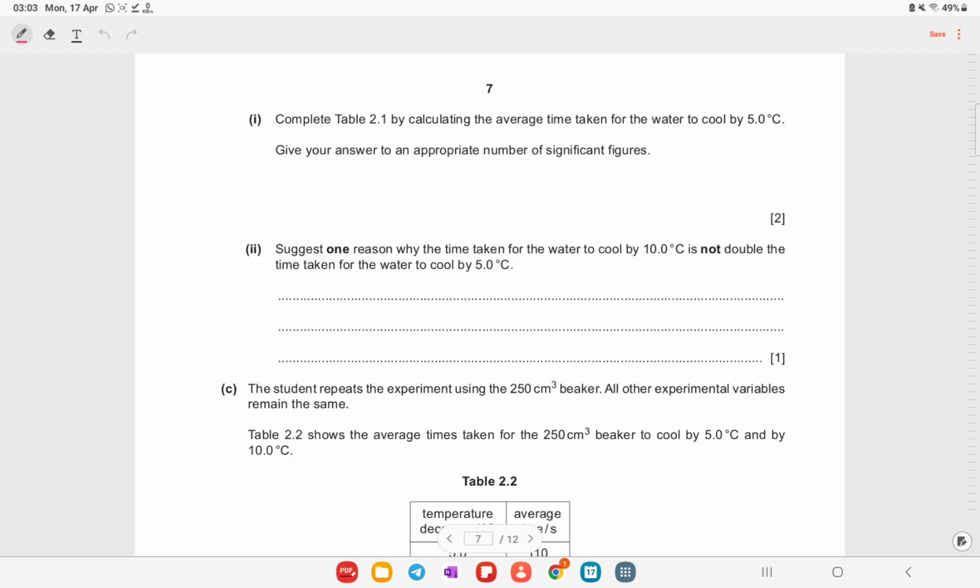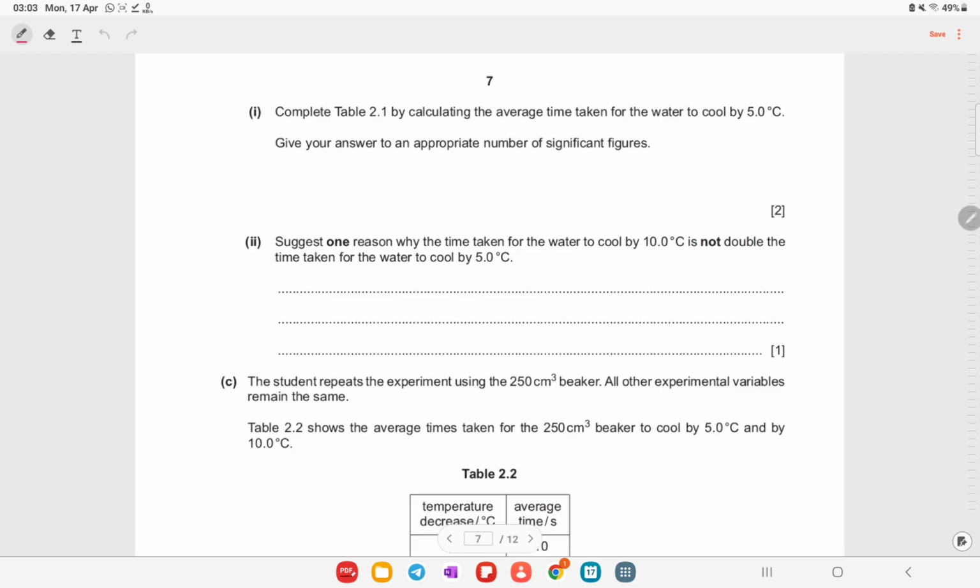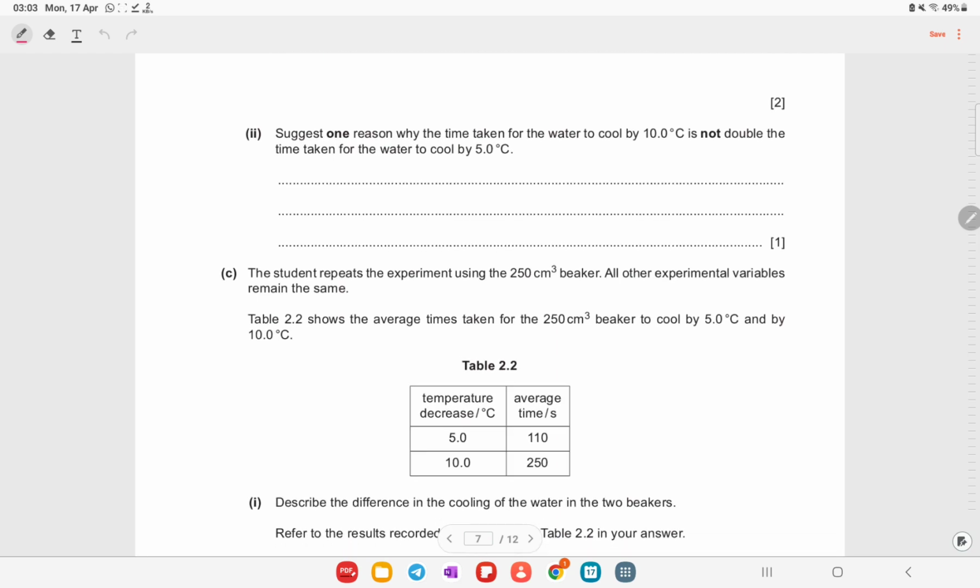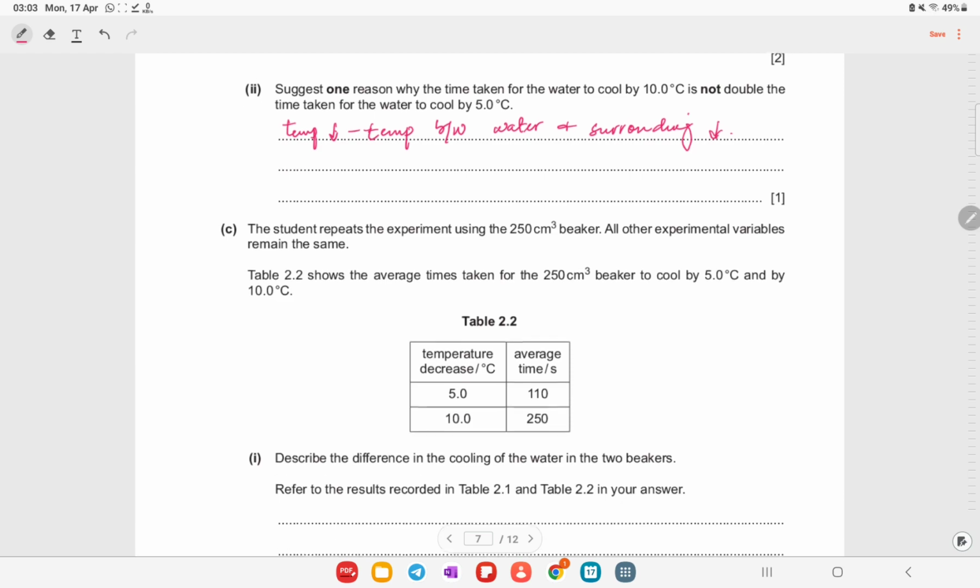Suggest one reason why the time taken for the water to cool by 10 degrees is not double the time taken for 5 degrees. So as the temperature decreases, the temperature difference between the water and the surroundings also decreases. So the initial temperature is not high at this point. You can also write this as well.